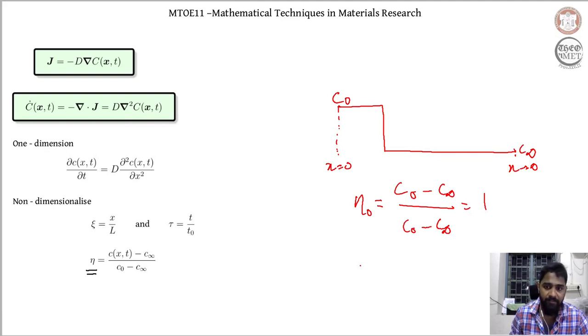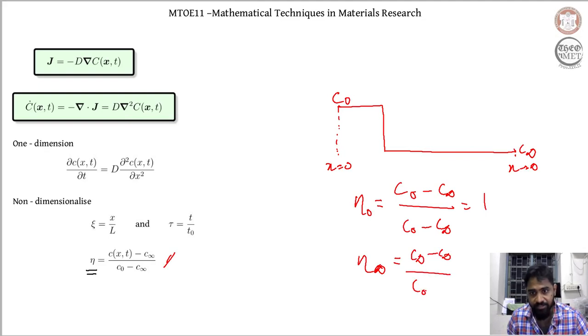On the other hand, if I consider eta infinity, that is the concentration at infinity, the revised concentration expressed as eta at infinity, then according to this expression, it is C infinity minus C infinity divided by C0 minus C infinity. So this is going to be 0.